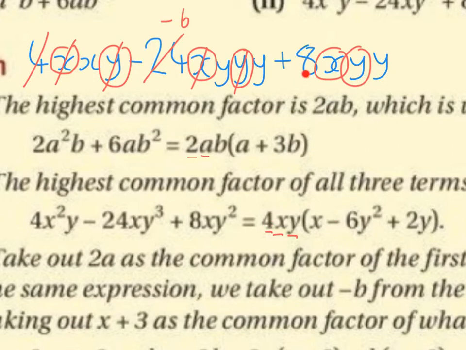Okay, so then 4 divides into 8 twice. That's where that 2 comes from. And x divides into x, so they cancel. And y divides into y, so they cancel. And we're left with a y. So we're left with 2y, so that's where that comes from there. And again, if you want to check are you right, you can multiply out these brackets and end up back here. So 4xy times x is 4x squared y. 4xy times minus 6y squared is minus 24xy cubed. And 4xy times 2y is plus 8xy squared.